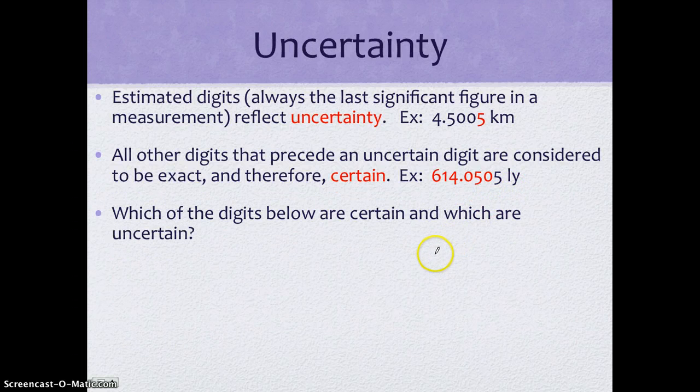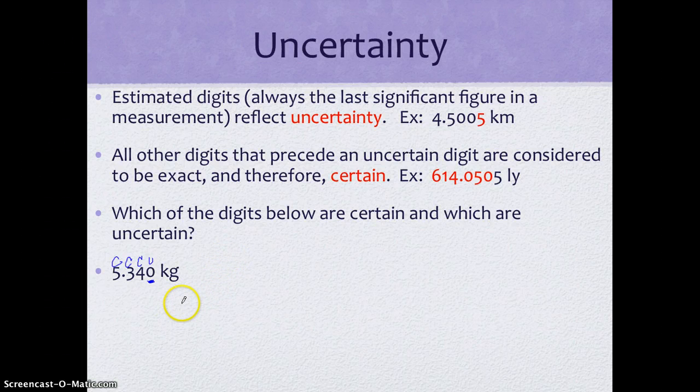So which of the digits below are certain and which are uncertain? So how about this? Well, if we look at this, our last digit is a 0 in this case. That means this is an estimated value. So what that means is in this measurement, 5.340 kilograms, the 5 is certain, so I'll put a C up here, the 3 is certain, the 4 is certain, and the 0 is uncertain. So in total we have 4 significant digits.